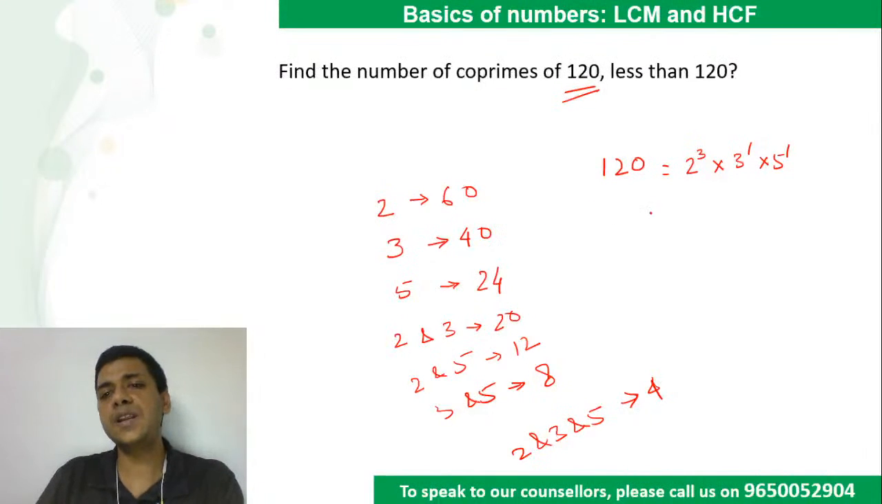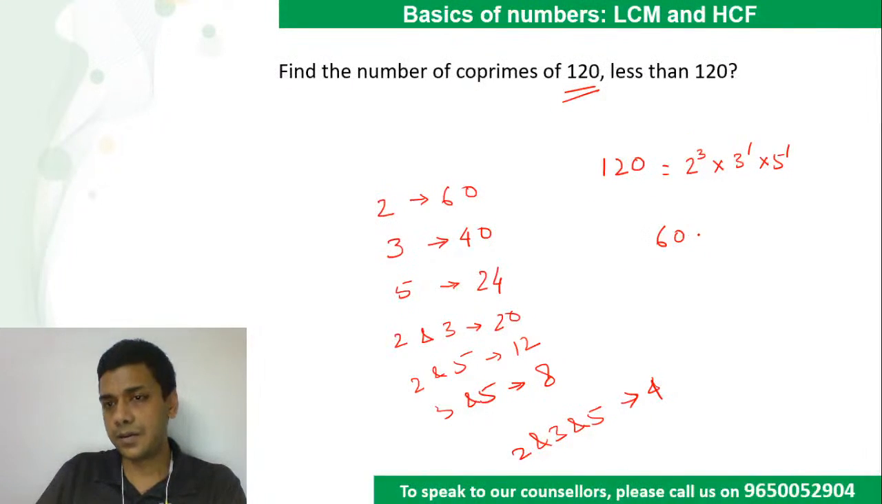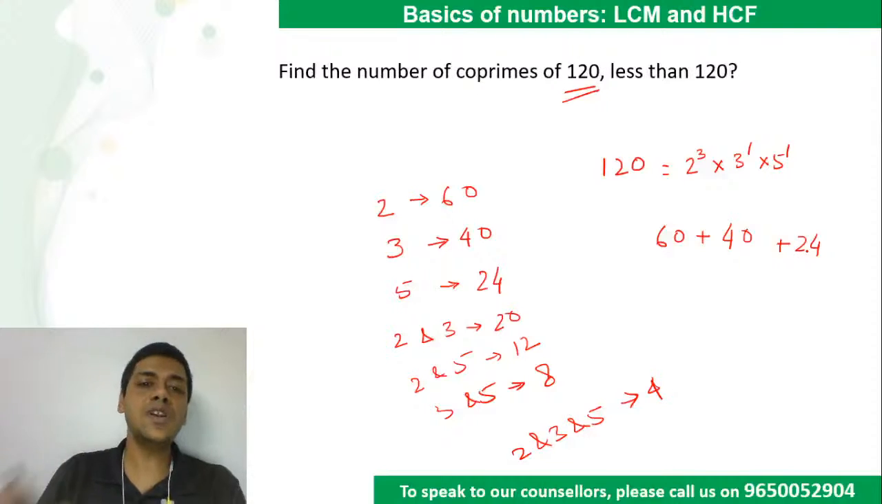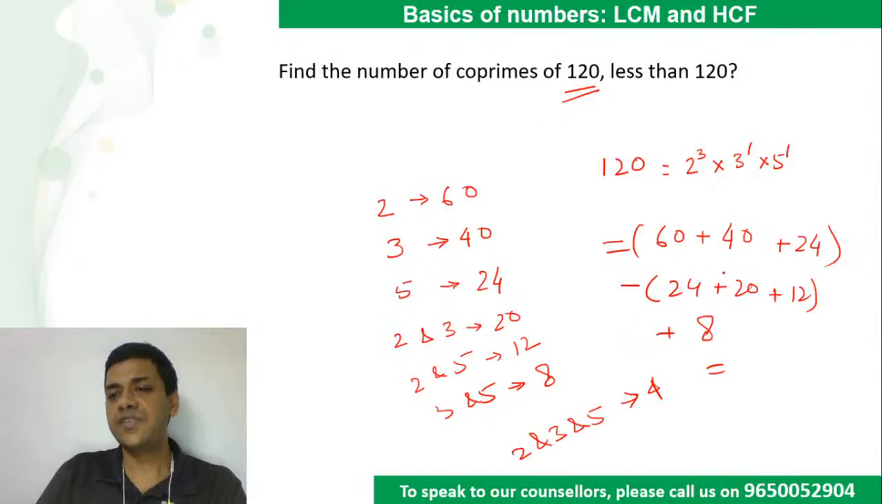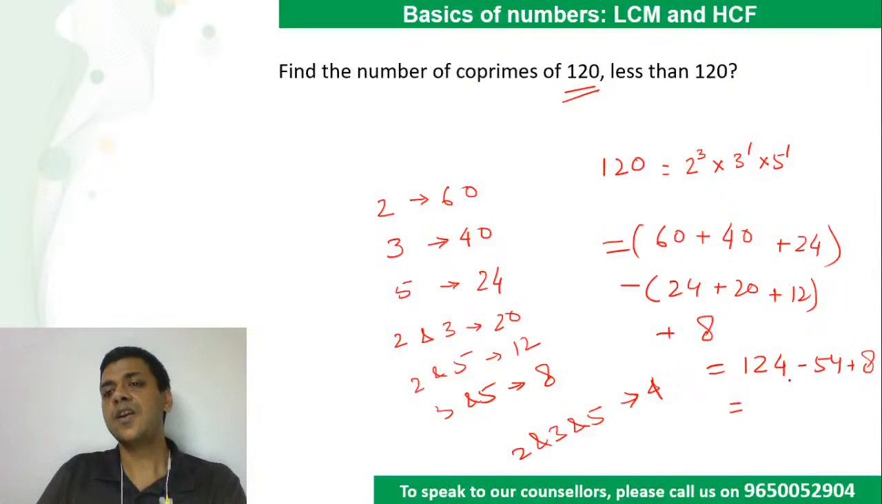or multiple of 5, how do we do it? Okay, we will simply add. Remember set theory, Venn diagram. Union of A, B and C is A plus B plus C minus A intersection B, B intersection C, C intersection A, plus A intersection B intersection C, which will give me how much? It gives me 124 minus 54 plus 8, which gives me 124 minus 54 will give me 70, 70 plus 8 gives me 78.